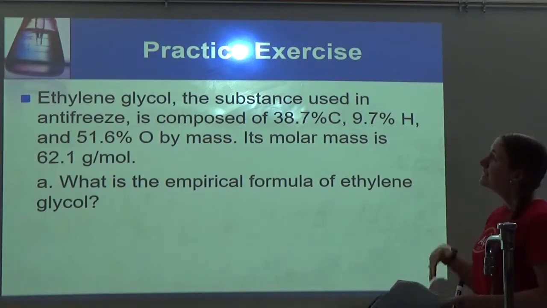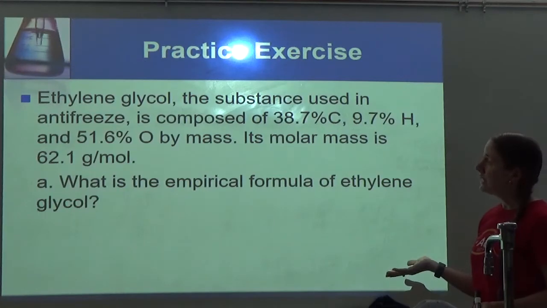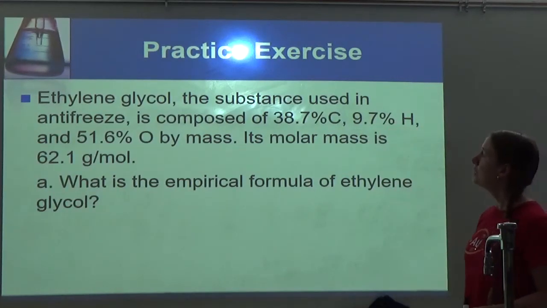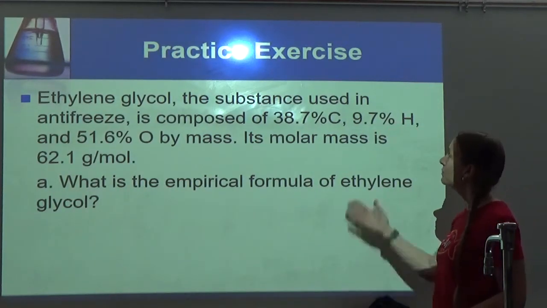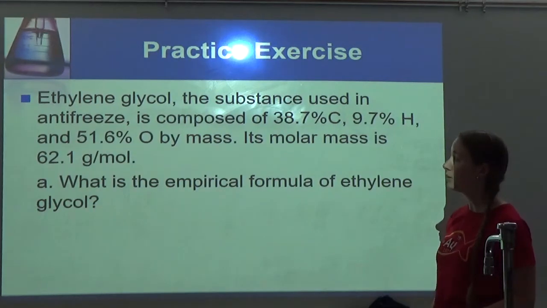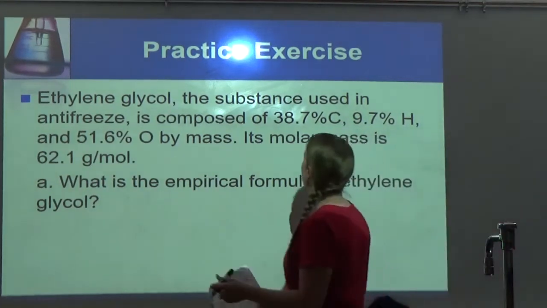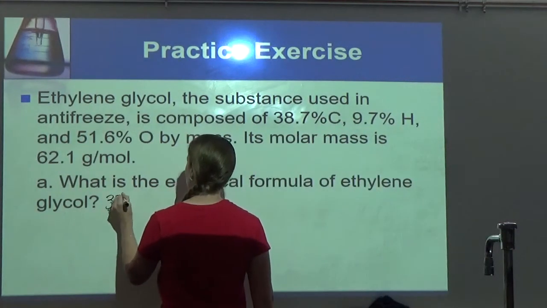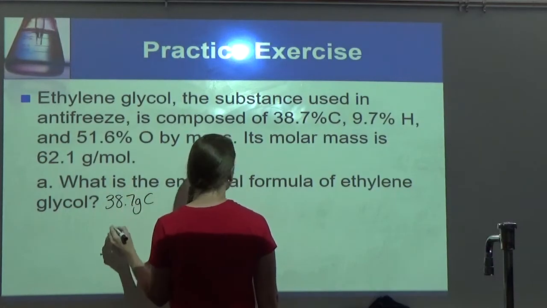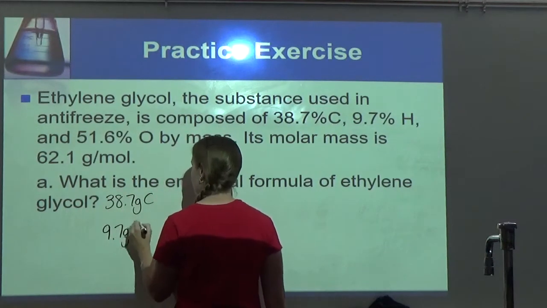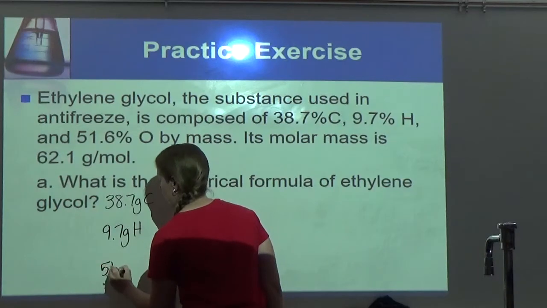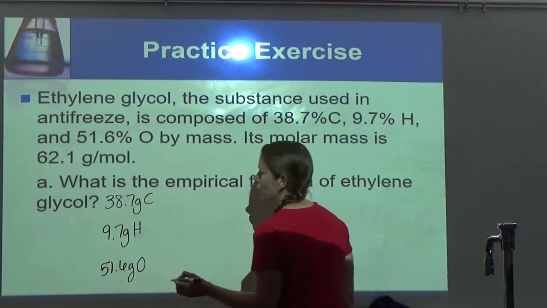Alright, so our next one, it says ethylene glycol, a substance used in antifreeze, is composed of these percentages of carbon, hydrogen, and oxygen by mass. The molar mass is 62.1 grams per mole. What's the empirical formula of ethylene glycol? Alright, well, I was given percentages, so my first step is change them to grams. So I have 38.7 grams of carbon, 9.7 grams of hydrogen, and 51.6 grams of oxygen.